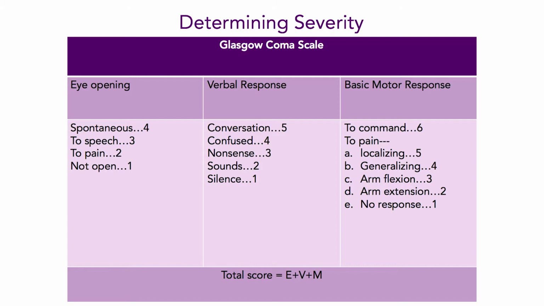Obtaining a total score on the GCS is done by adding the performances of each of these 3 domains. The lowest possible score on the GCS is a 3, and the highest possible score would be a 15, and would be consistent with somebody who is spontaneously opening their eyes, engaging in conversation, and able to follow simple motor commands, as I would be able to do, for example.